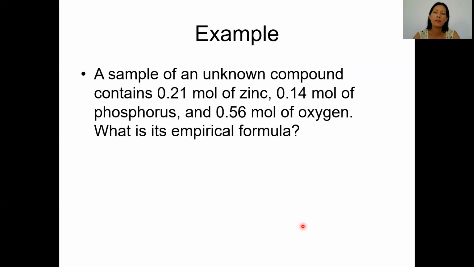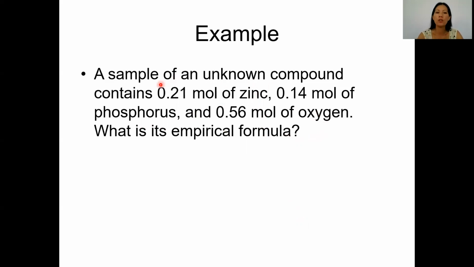Let's go through our first example in how to determine empirical formula. You can start out just by writing out the symbols. So we'll be talking about a compound with zinc, phosphorus, and oxygen. You could write out those symbols. And the subscripts, just like in H2O2, those numbers give the amounts of moles.